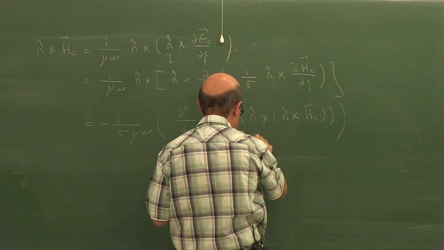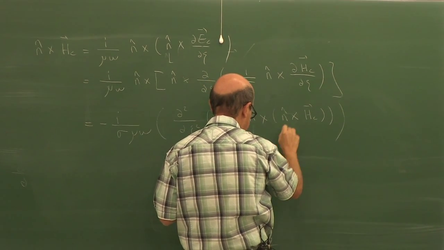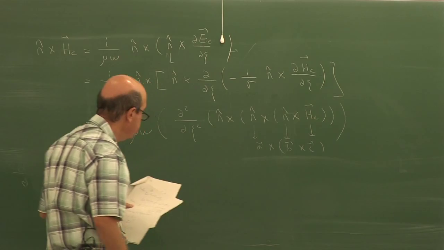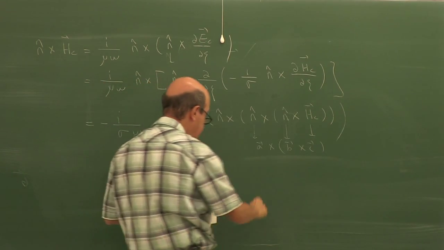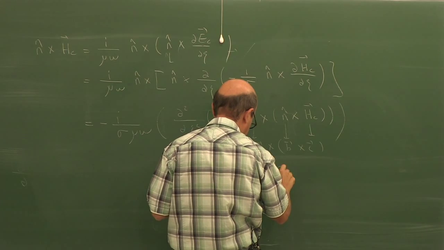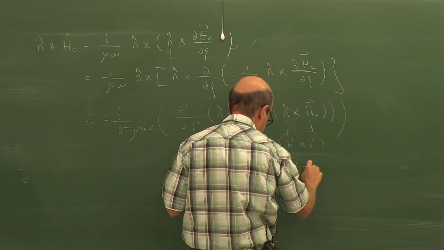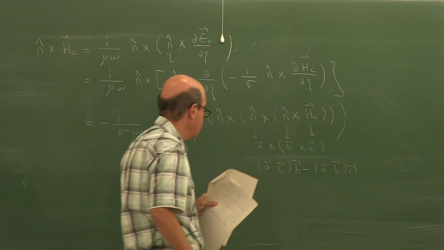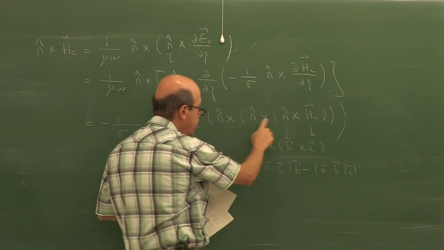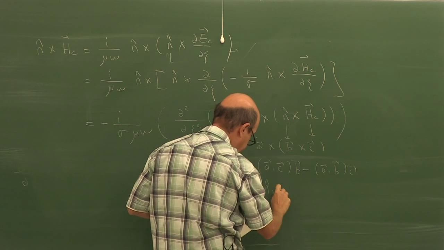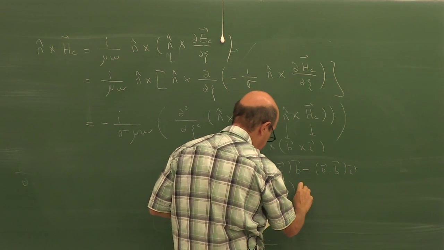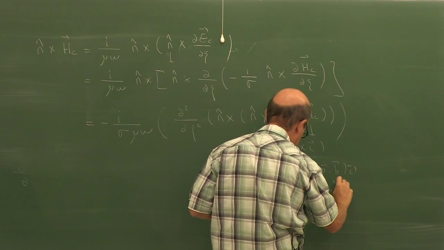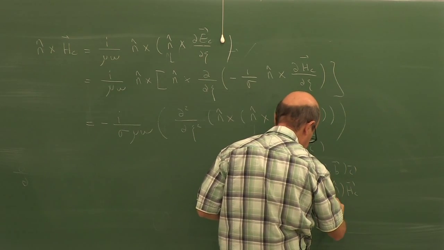So say this is an A vector, say this is a B vector, and this is a C vector. So the double cross product rule tells you that A dot C along B minus A dot B along C. So what is A dot C? A dot C is n dot H, that is along n, minus A dot B, which is the n unit vector along H. This is one.